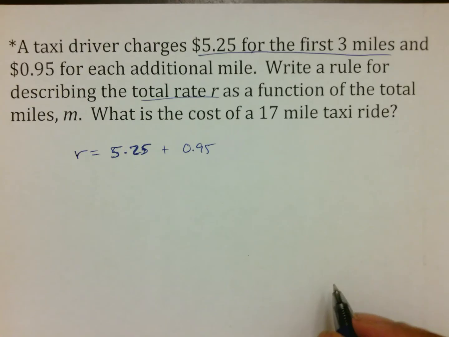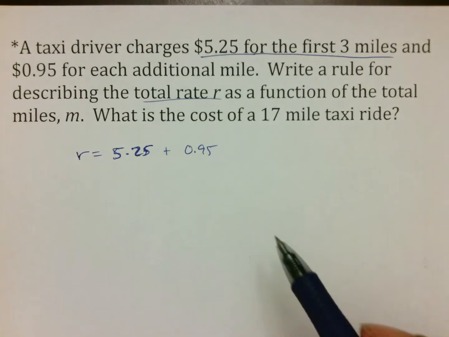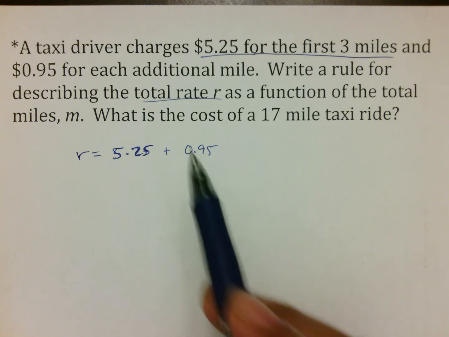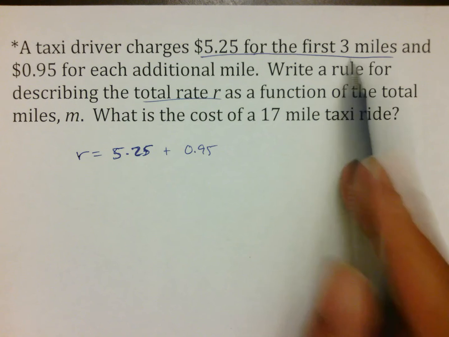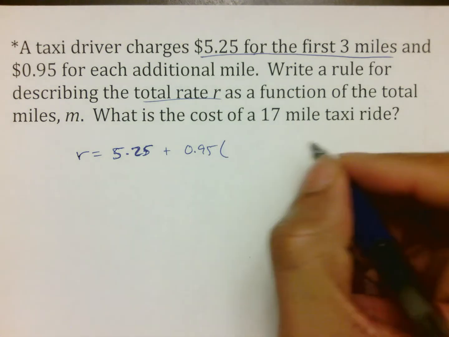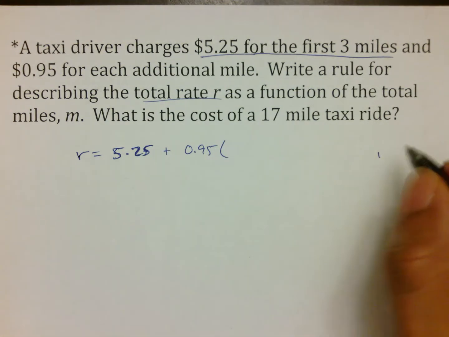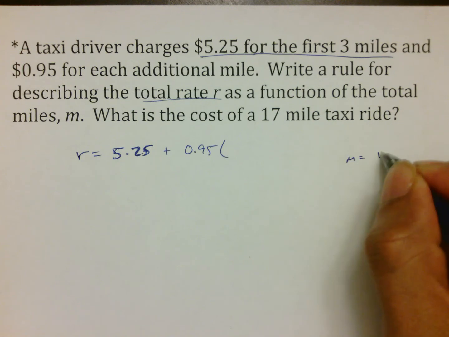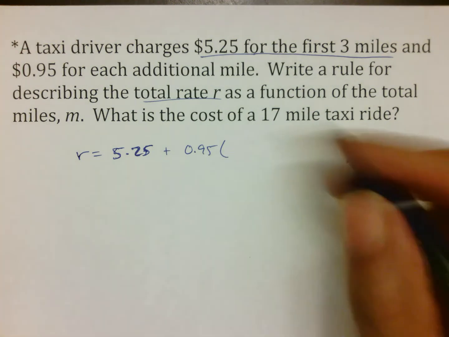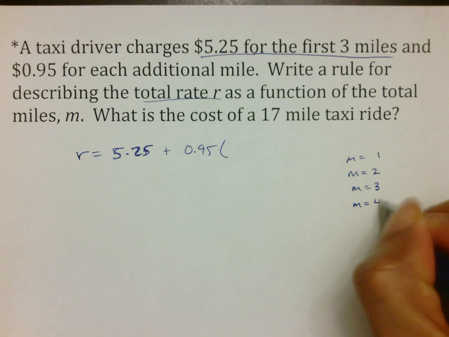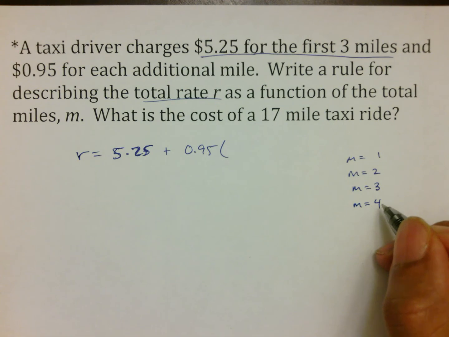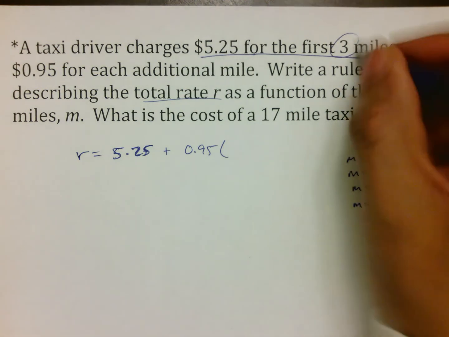But this is where it's tricky, and this is where the asterisk is here. You've got to make sure you study this when you get your time and figure out what's going on. It's 95 cents for each additional mile, but you got to remember that the first 3 miles are free. If M is equal to 1 mile, we're not going to have any extra charge. If M is equal to 2, we don't have an extra charge. If M is equal to 3, it's still no extra charge. But when M is equal to 4 miles, you only get charged once. So that's where your 3 kind of comes in here.